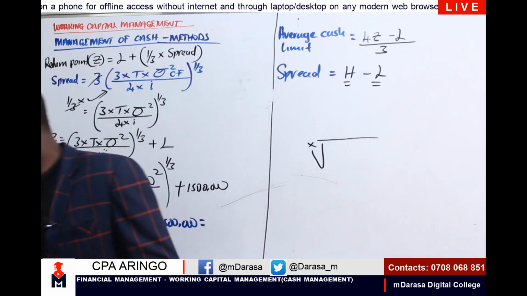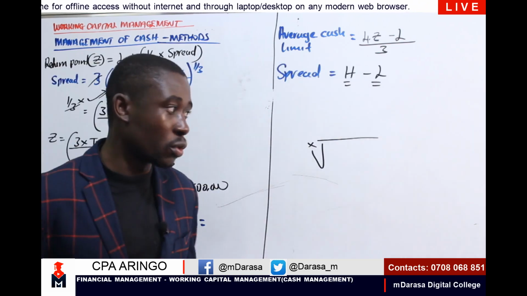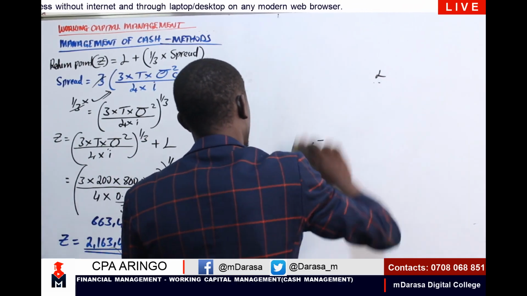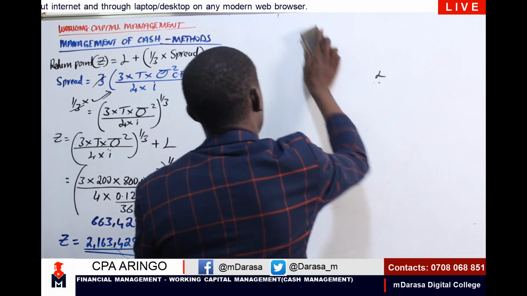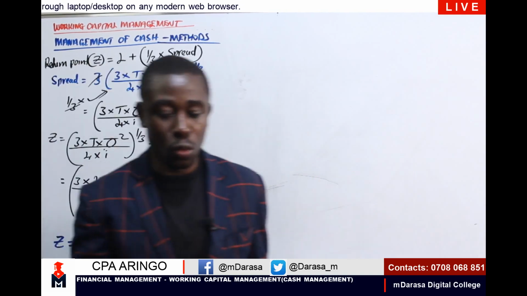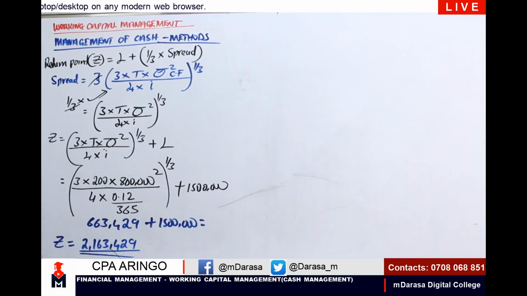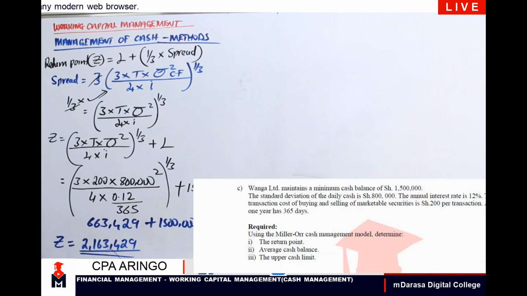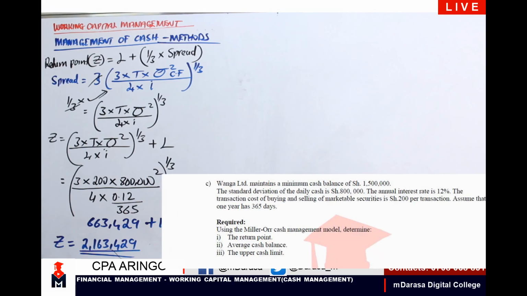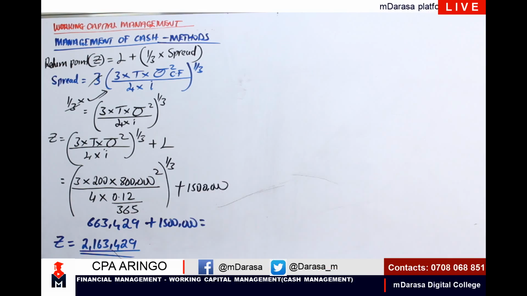Once you are done with that, my good students, you can proceed and look at what the examiner wanted us to determine again. After we've worked out our spread, or rather our return point, which is what the examiner wanted us to compute first, what was the second element? If you check our question, the good examiner wants us to compute our average cash balance.